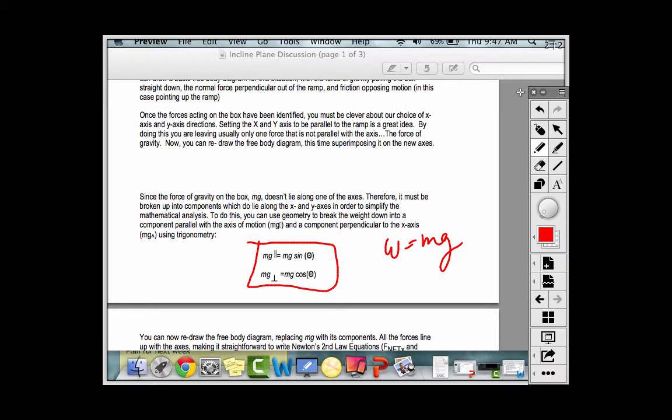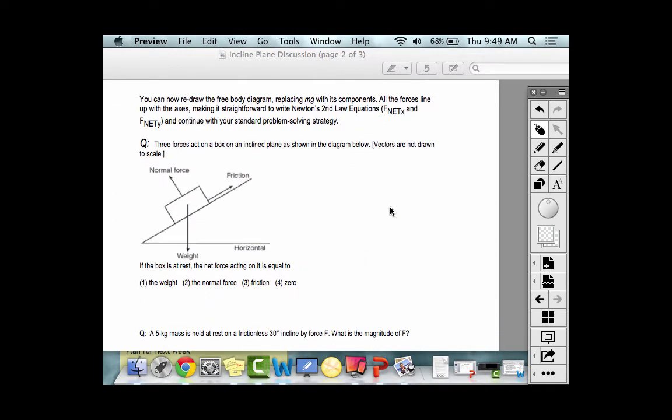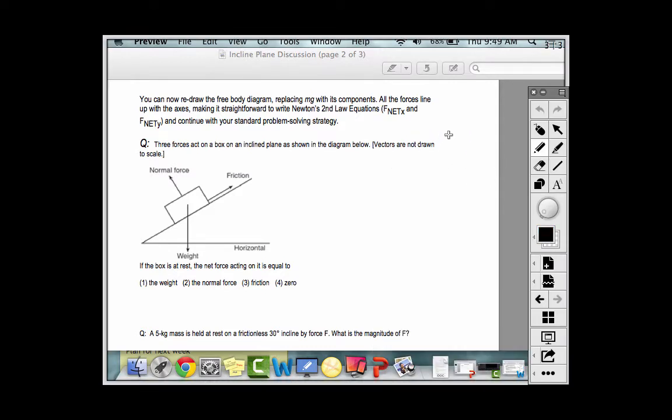So let's move on down to this real sweet picture right here. Back in the day, we used to look at our x and y axis kind of like this: here was the y, here was the x. Now we're going to tilt the whole x and y axis. How are we going to tilt it? Well, the x-axis is going to line up with the inclined plane, and the y-axis is going to line up with the normal force.